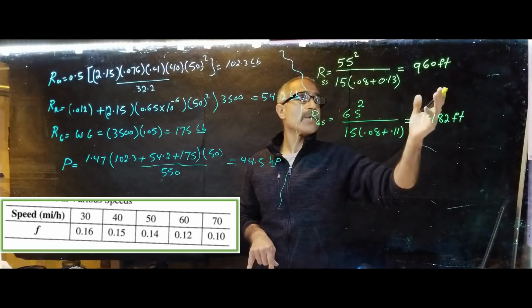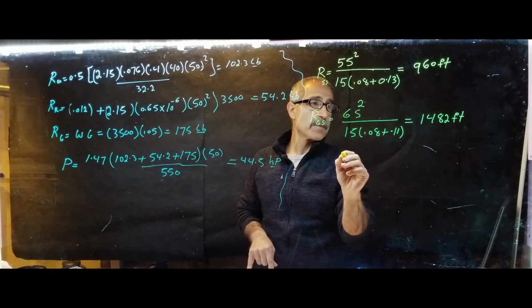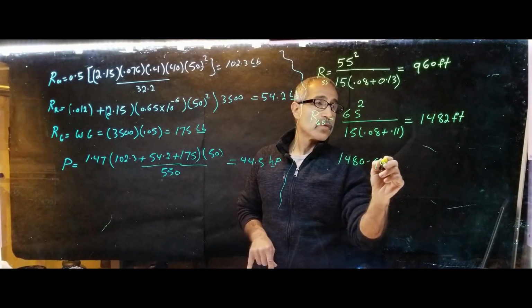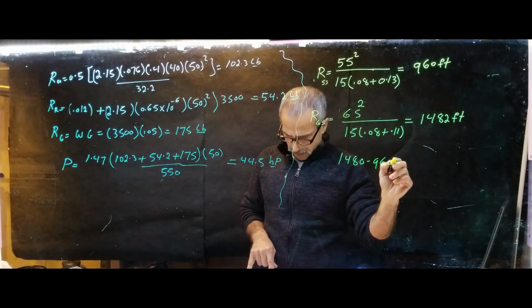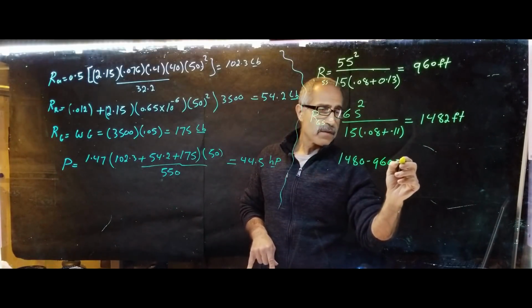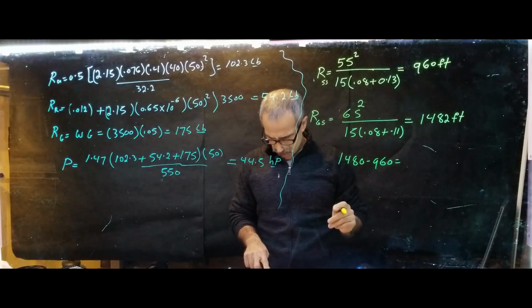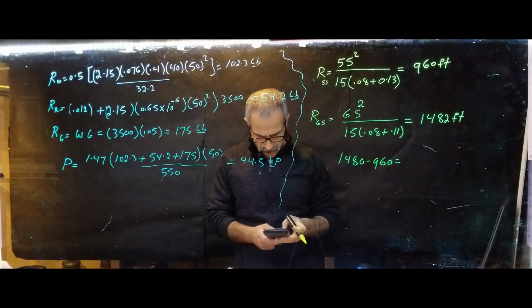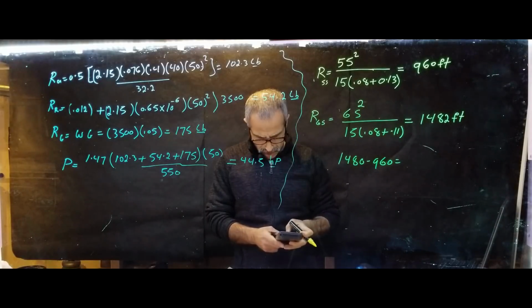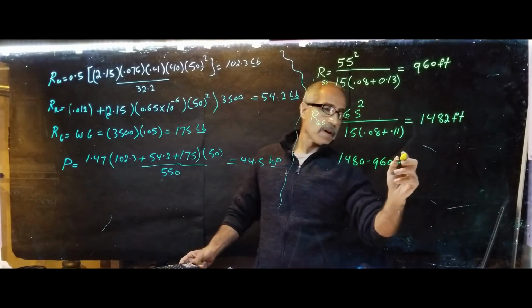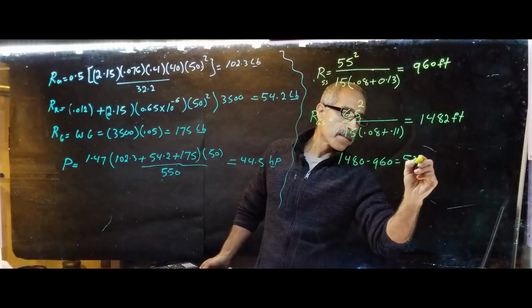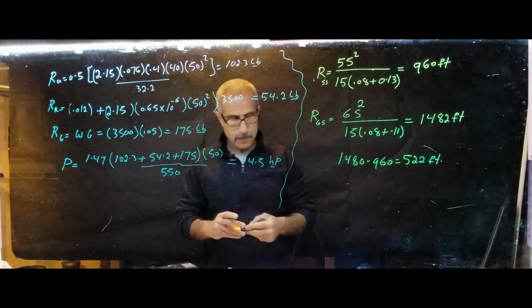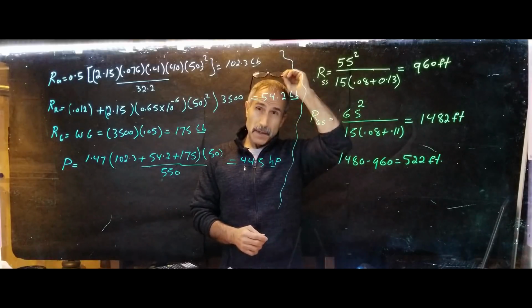Okay, so now if we want to increase the radius from 960 to 1482, then we have to increase it by 500, isn't it? 522. Great. That's it.